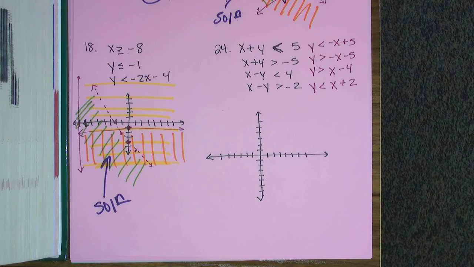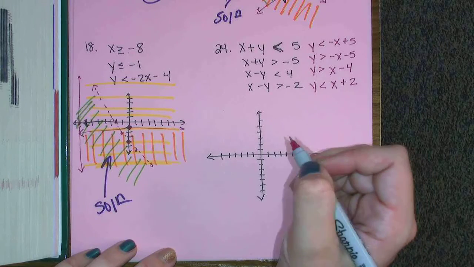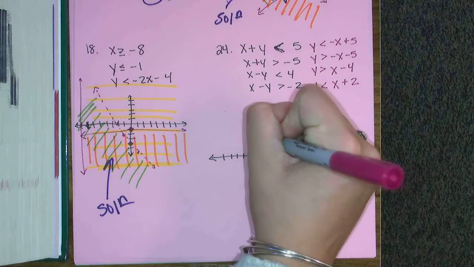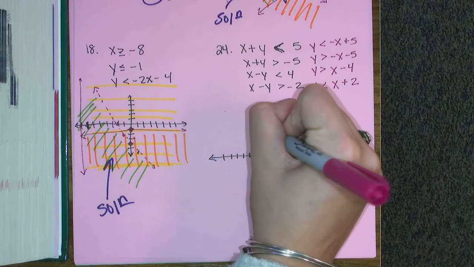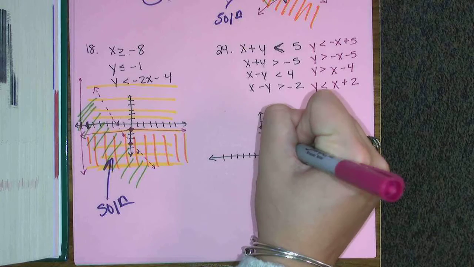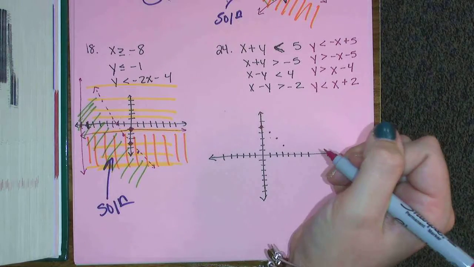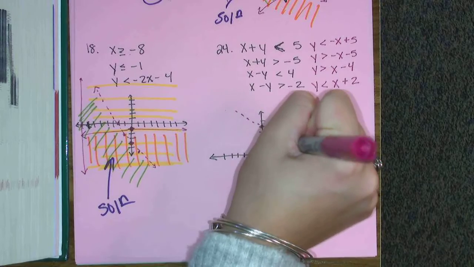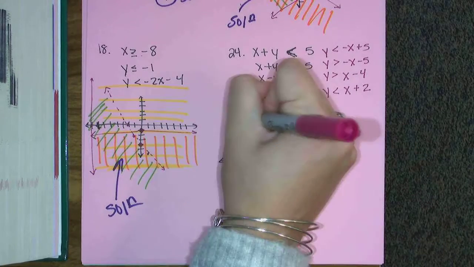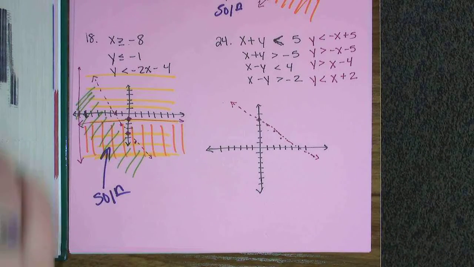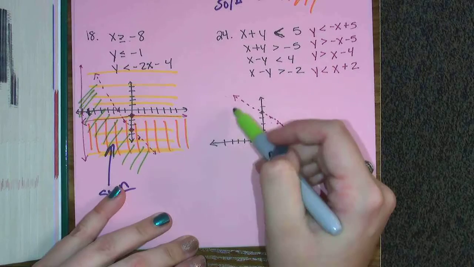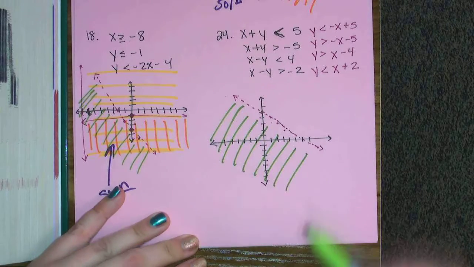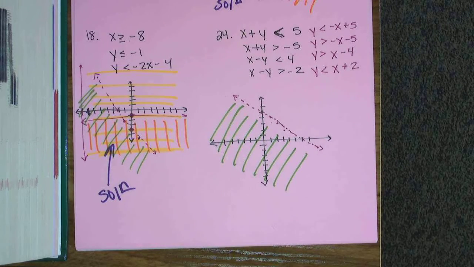Alright, the top one. What do I do with this one? Start on 5. Okay, solid or dotted? Okay, all are going to be dotted, yep. Which direction is this one shaded? Okay. Next one.